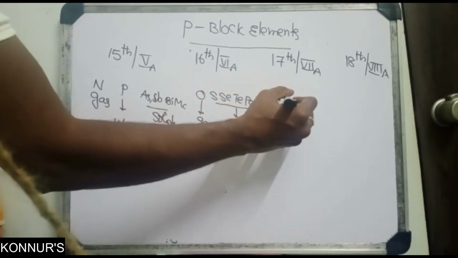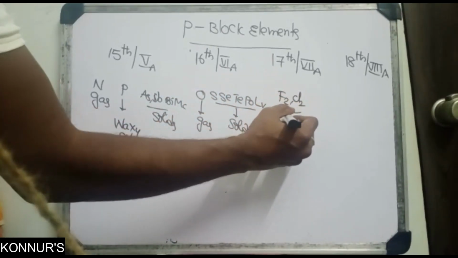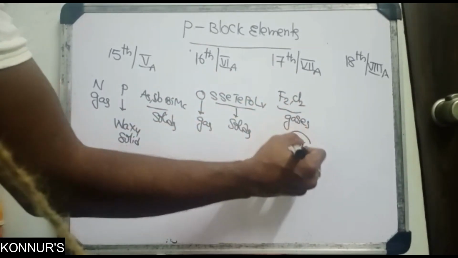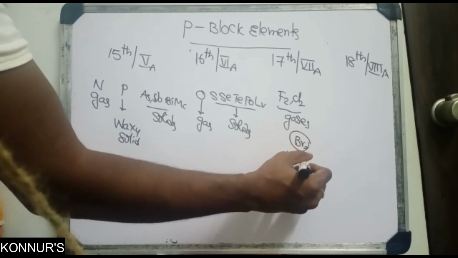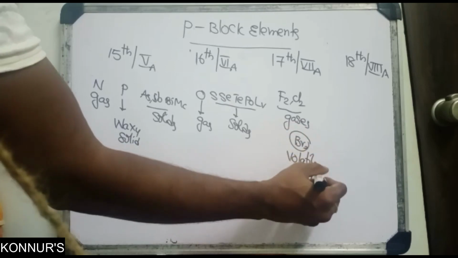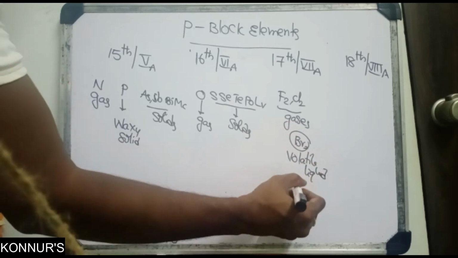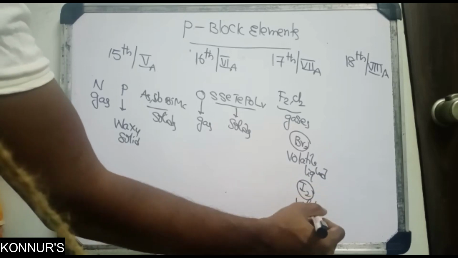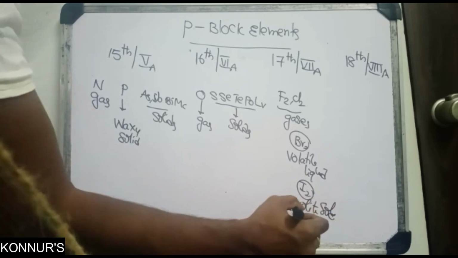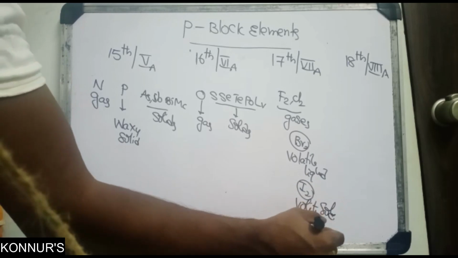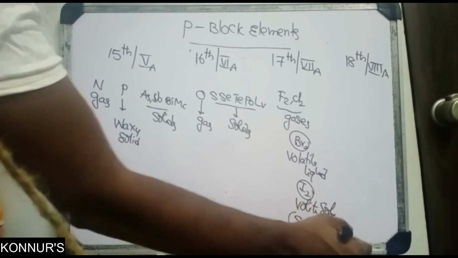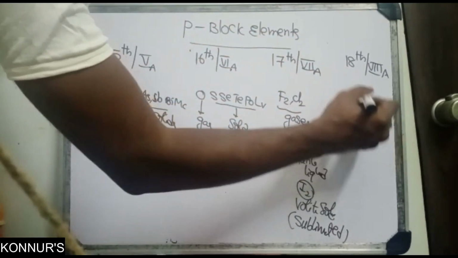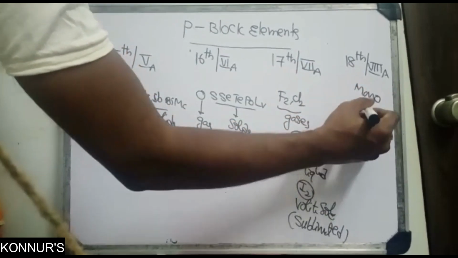Next, fluorine, chlorine. These are gases. Next, bromine is a volatile liquid or fuming liquid. Next, iodine is a volatile solid. You must remember it is a sublimating compound. So iodine is a sublimating compound. Here all are gases. So what are they? Monoatomic gases.